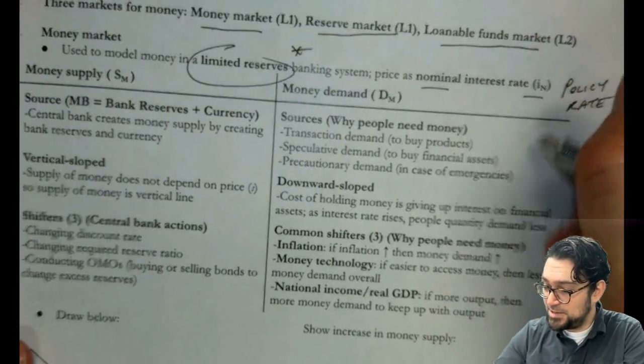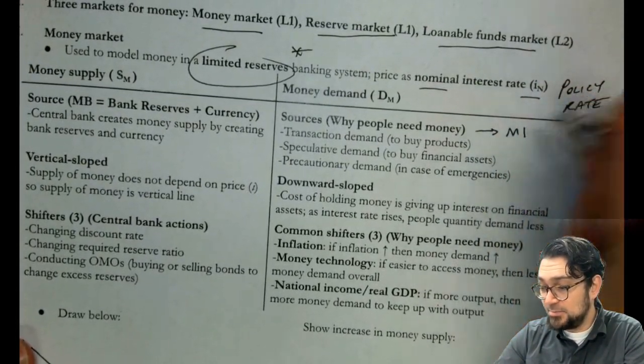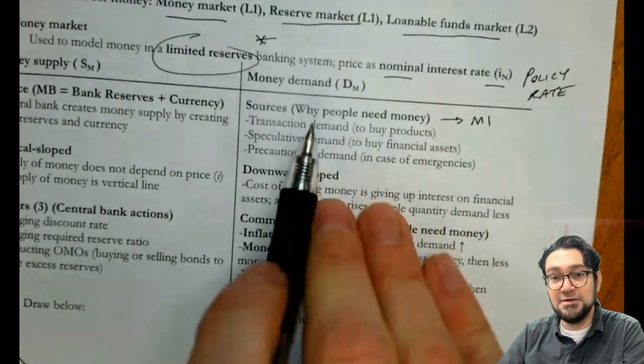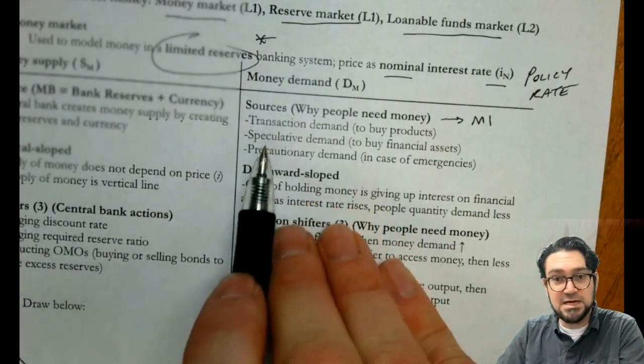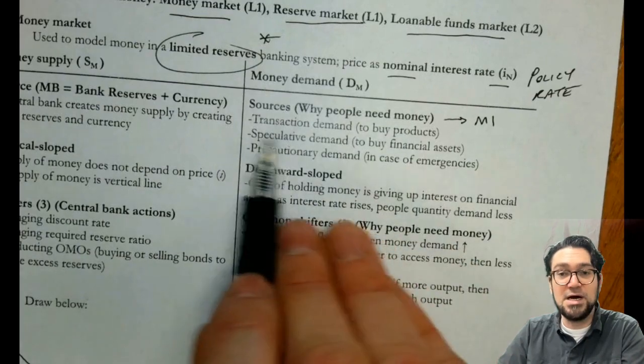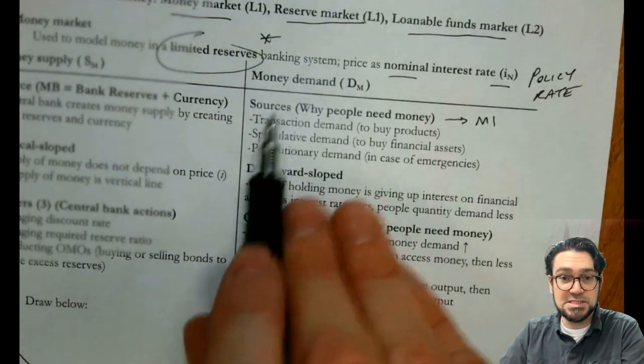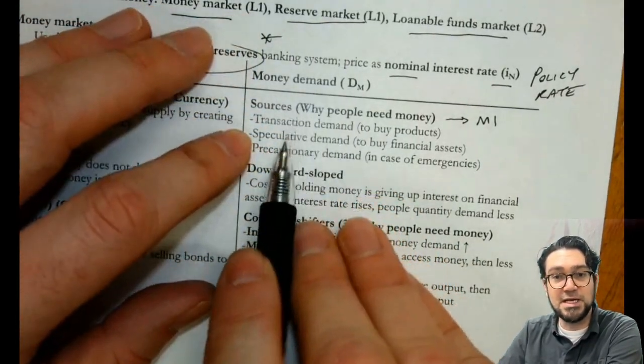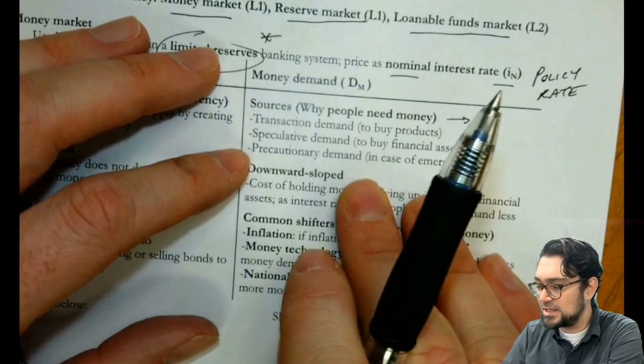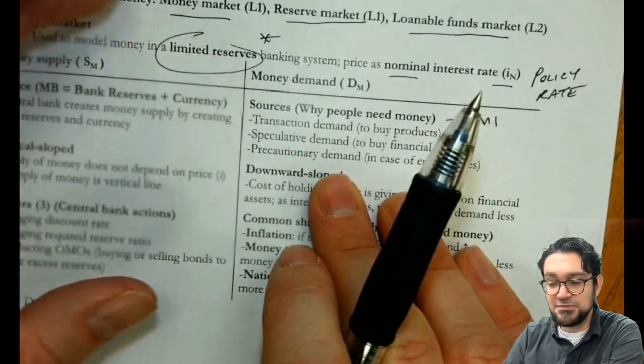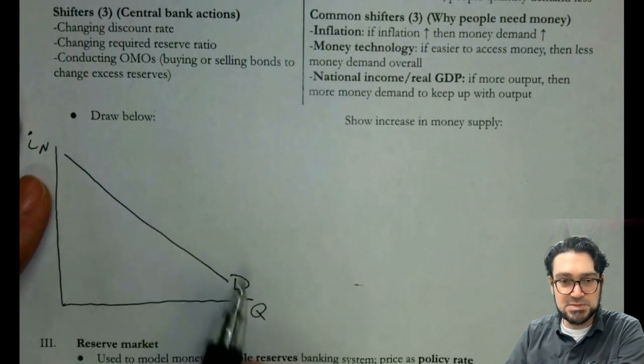And so maybe a way to think about this is, why do people need M1 money? And they need it for a few reasons. They need it for buying stuff. They need it for maybe buying stocks and bonds. And they need it in case of emergencies. So these are really the reasons why people need money: transaction, speculative, and precautionary demand. These three types of demand for money are what really make up this demand curve.